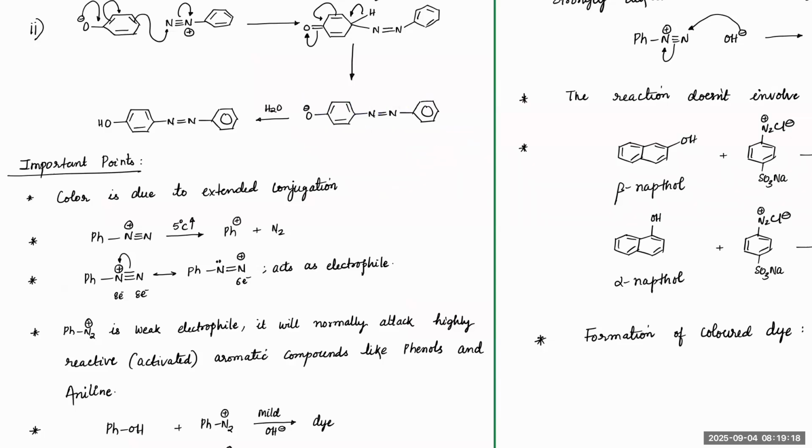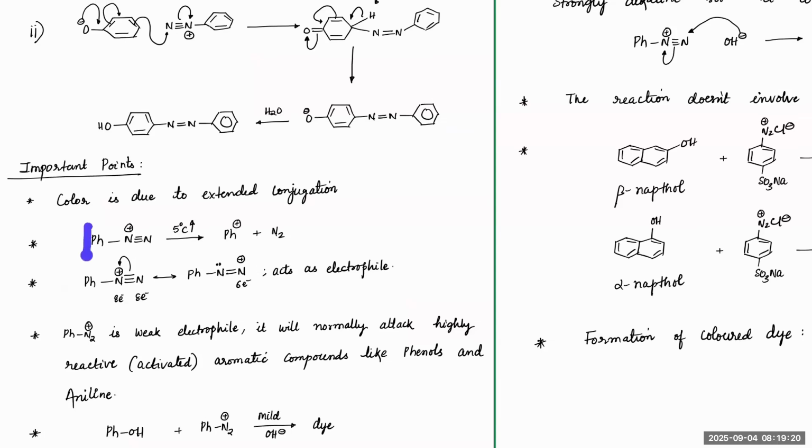Second, diazonium salt is unstable above 5 degrees centigrade. So that means the reaction should take place at a very low temperature. So that means it is PhN2+ which has to be formed. In case you go beyond 5 degrees.